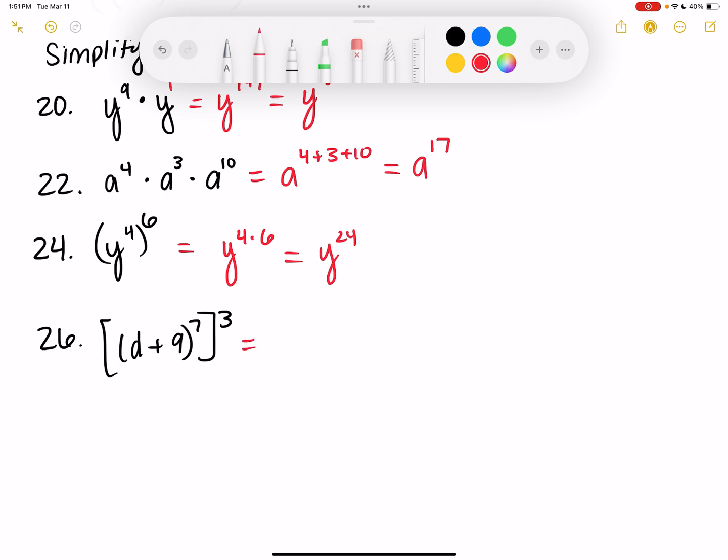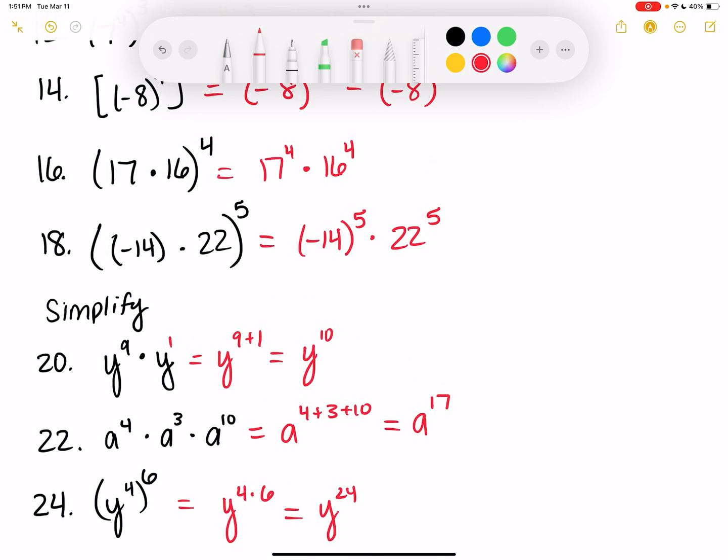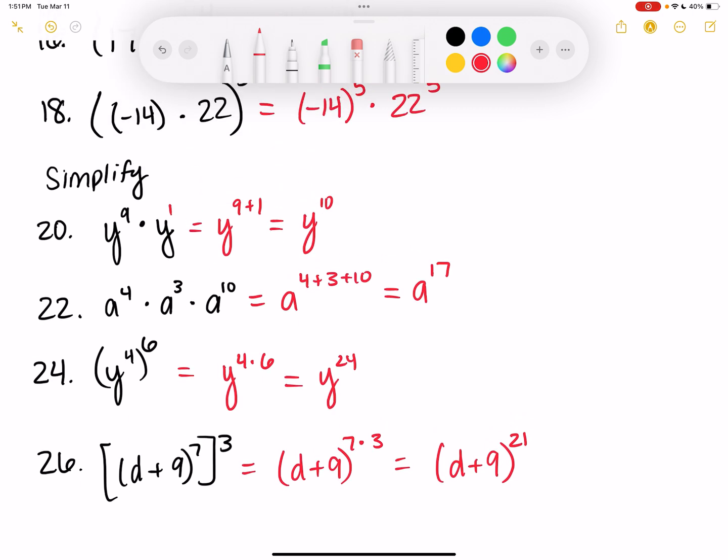So I keep this stuff in parentheses. d plus 9 stays together as one unit. And then I've got 7 times 3. So in parentheses, d plus 9 raised to the 21. Same thing, but this 21 doesn't go on d and on 9 because these are being added. The process I used up here with 16 and 18 only works because those were being multiplied. Make sure you notice that. That's the difference between 18 and 26. This one's being added, these were being multiplied. Okay?